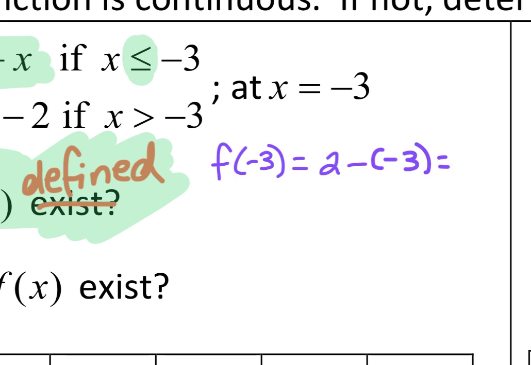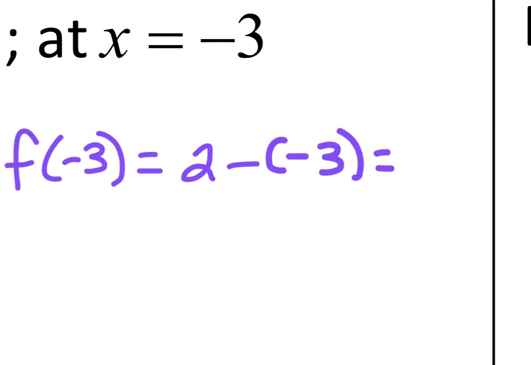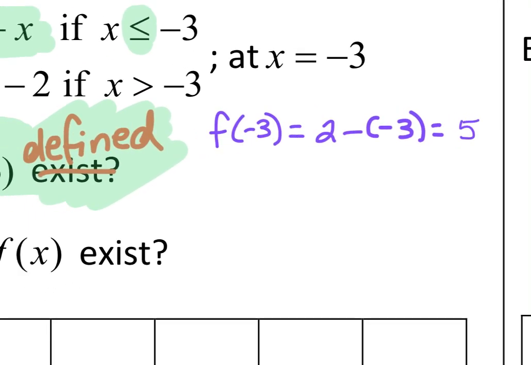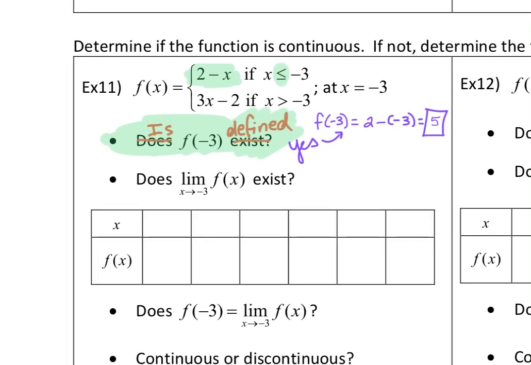And when you type something like that into your calculator, don't try to be all fancy and say, I know how to subtract a negative, because if you do it wrong, you get the wrong answer, and then that's going to mess up this whole problem. Just type the whole thing into your calculator, and you should get +5. And so your answer is yes, the function is defined, and f of -3 equals 5. There's the first answer to the first question.